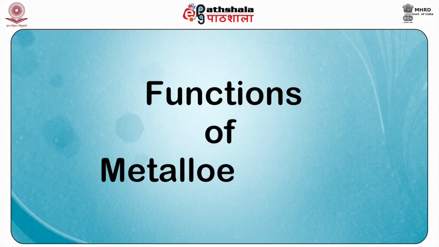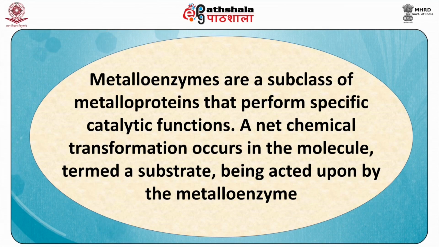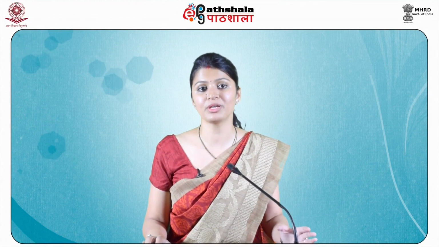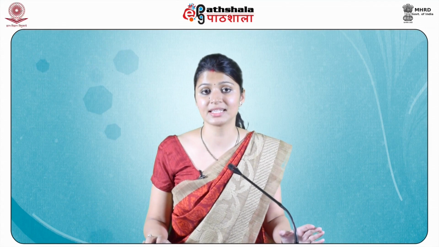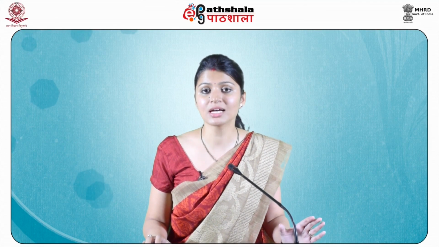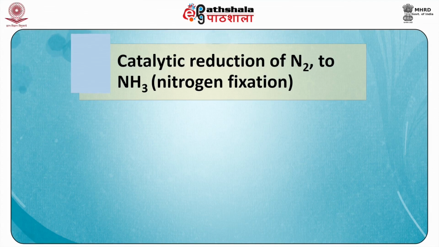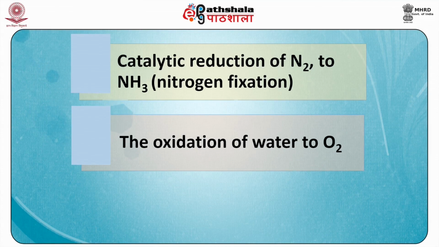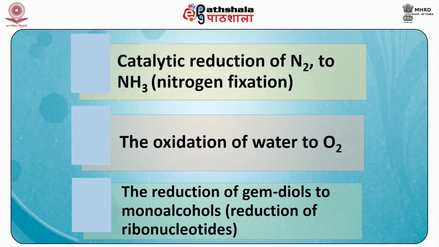Function of metalloenzyme. Metalloenzymes are a subclass of metalloproteins that perform specific catalytic functions. A net chemical transformation occurs in a molecule termed as substrate being acted upon by the metalloenzyme. Some remarkable transformations for which no simple analogues exist in small molecule chemistry under comparable conditions include the catalytic reduction of N2 to NH3, that is nitrogen fixation, the oxidation of water to dioxygen and the reduction of geminal diols to monoalcohols, that is reduction of ribonucleotides.